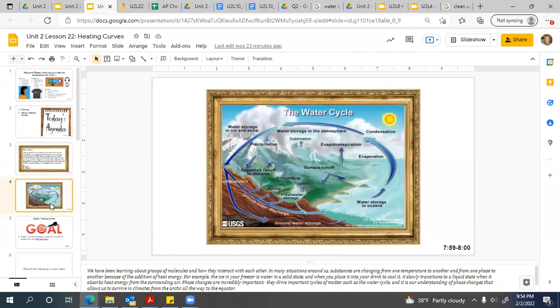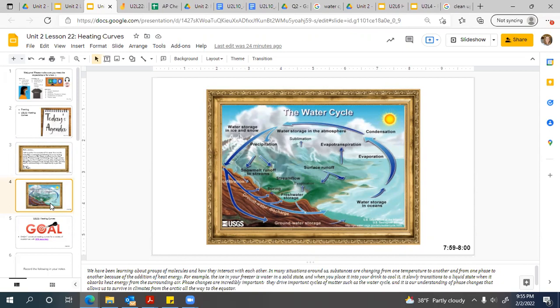So we have been learning about groups of molecules and how they interact with each other through IMFs. In many situations around us, substances are changing from one temperature to another and from one phase to another because of the addition or subtraction of heat energy. For example, the ice in your freezer is water in a solid state. And when you place it in your drink to cool your drink, it slowly transitions to a liquid as it absorbs heat from the surrounding air.